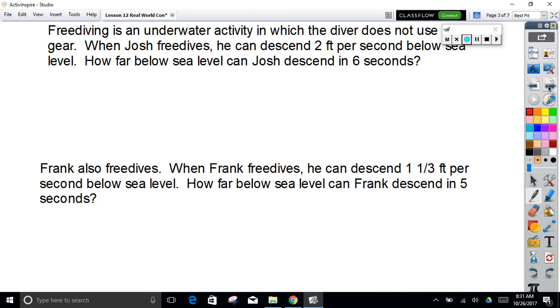Okay, so our first problem says free diving is an underwater activity in which the diver does not use scuba gear. When Josh free dives, he can descend 2 feet per second below sea level. How far below sea level can Josh descend in 6 seconds? Okay, I want you to think about that for a minute, and think about how you might solve that or what the answer might be.